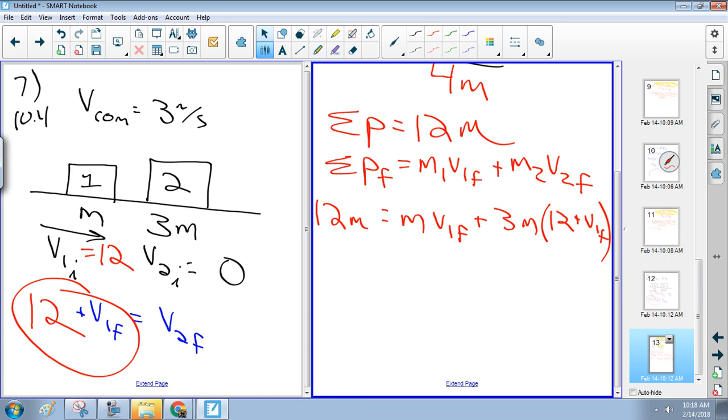All right, so the m's cancel out, right? And now we can solve this thing. So what are we gonna get? We got 12 equals V1F plus 36 plus 3 times V1F. Subtract the 36, you're gonna get negative 24?